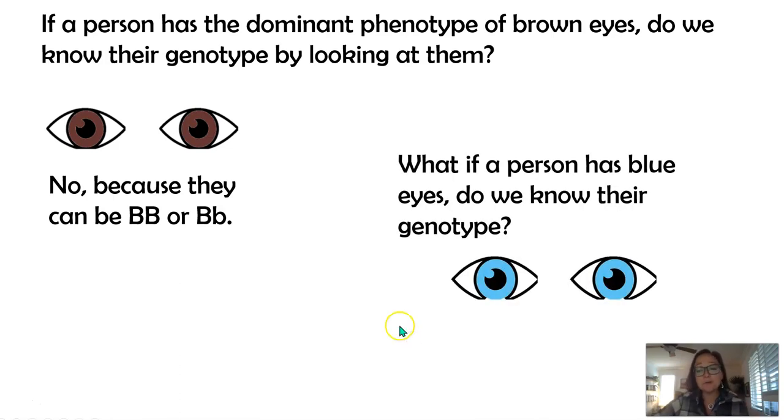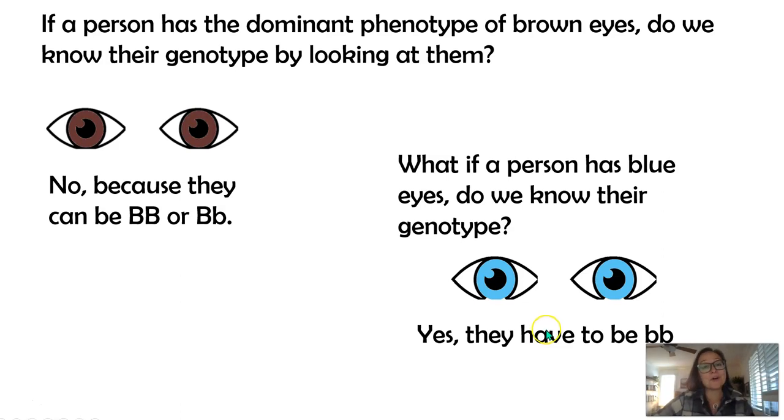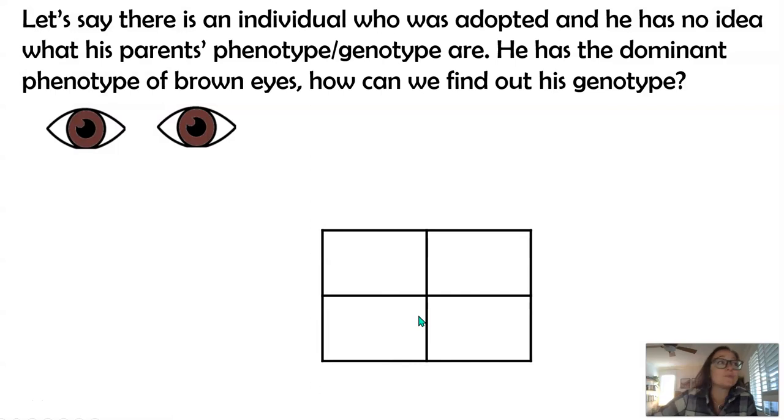But if you see a blue-eyed person who has the recessive phenotype, then yeah, you would know that they are homozygous recessive, because that's the only genotype that would code for that phenotype. But now let's pretend that this person was adopted and they don't know their parents' phenotypes or genotypes, or their grandparents'. They have no idea of their family history of eye color. So this person has the dominant phenotype of brown eyes. How would we find out his genotype?